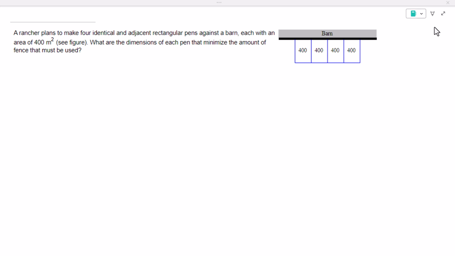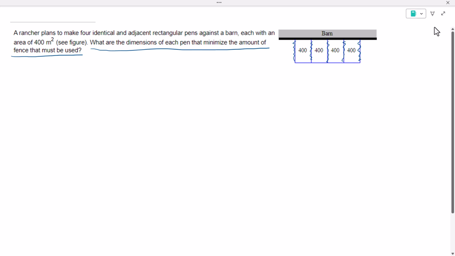Okay, so the thing that we're going to try and optimize, in this case we're minimizing, is the dimensions of the pen. In other words, how big are these sides? And let's look at what the total amount of fence being used is. We've got this, this, this, this, this that are all the same.